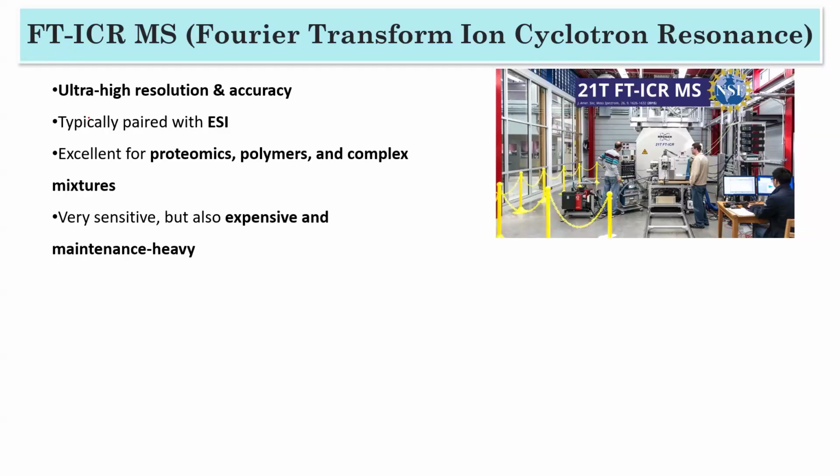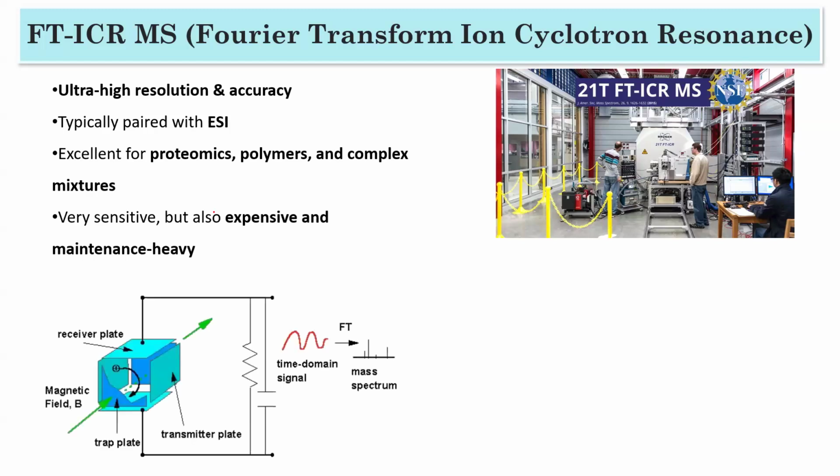So FTICR has ultra high resolution and accuracy, and it is also paired with ESI. ESI is an ion source, an ionization method. This is excellent for proteomics, polymers, and complex matrices. It is very sensitive, but also expensive and maintenance heavy, so it's not so easy. Yes, Jyoti, tomorrow we will talk about the practical analysis of spectra.